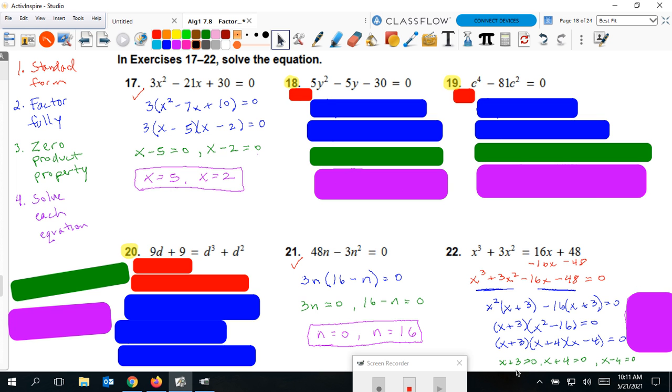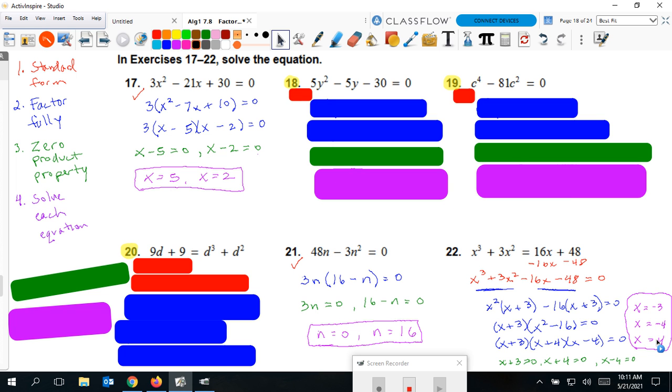So you'd subtract 3 on this one, getting x equals negative 3. Subtract 4 here, x equals negative 4. And add 4 on this one to solve, x equals positive 4. So there's our three answers. X equals negative 3, x equals negative 4, x equals positive 4.